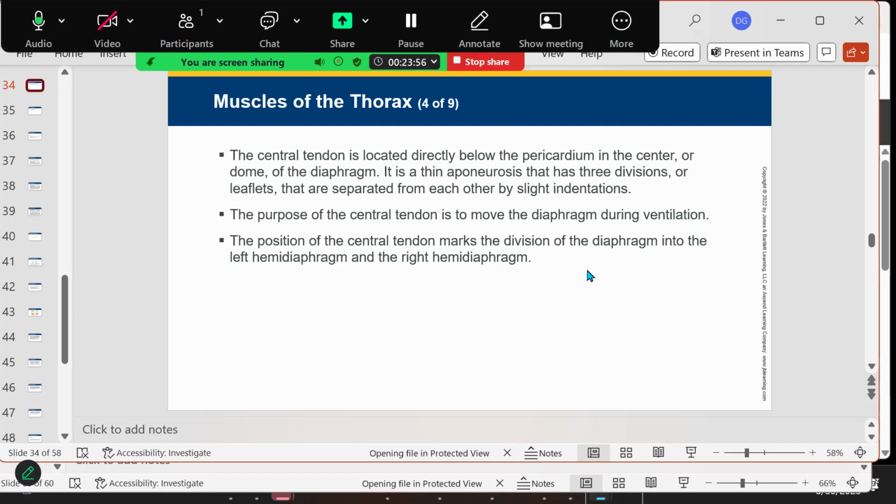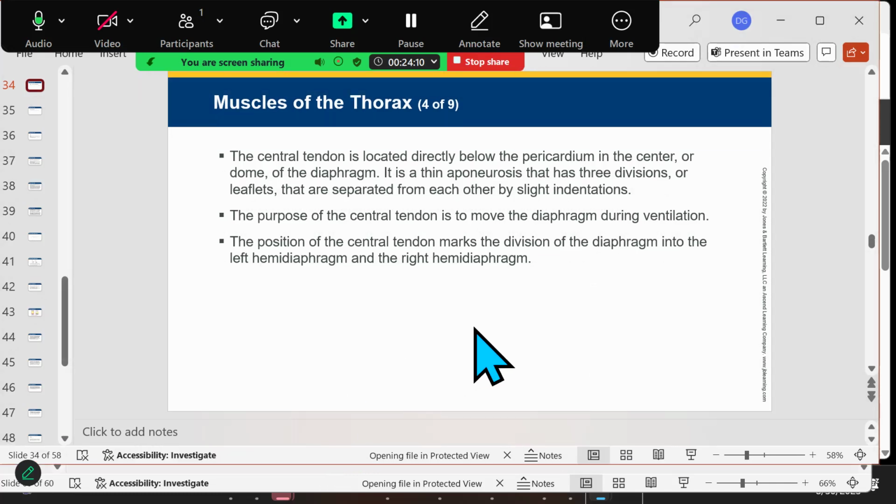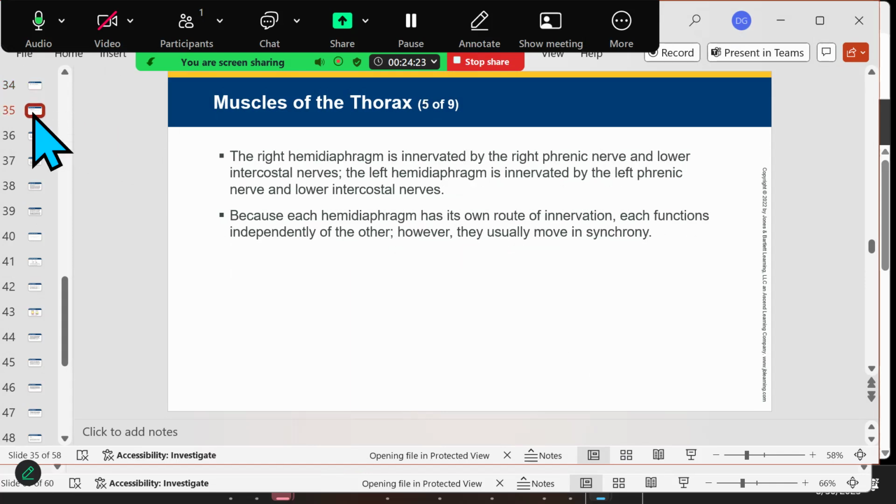Would anybody happen to know why that is? There's something on the right that's not on the left that makes the right hemidiaphragm higher. I'll let you think about that for a second before I give you the answer. It's the liver. The liver, because it's a solid and large organ, pushes that diaphragm up just a little bit more than the stomach, which is on the other side. So there you go. Right hemidiaphragm should be higher.